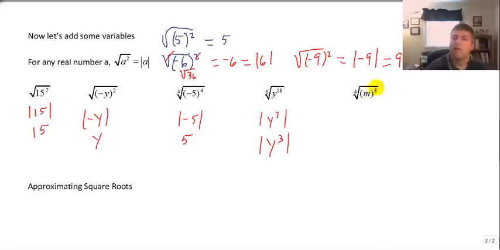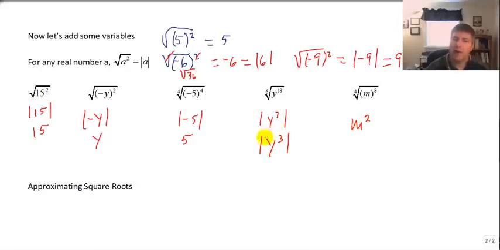Now, let's look at the fourth root of m to the 8th. 8 divided by 4 is 2. So we would get m squared. And we can just leave this as m squared, because if we square m, that's always going to become a positive number.